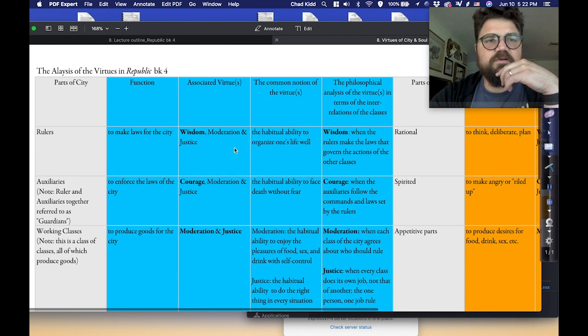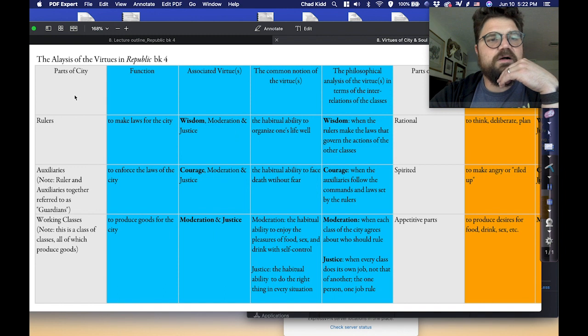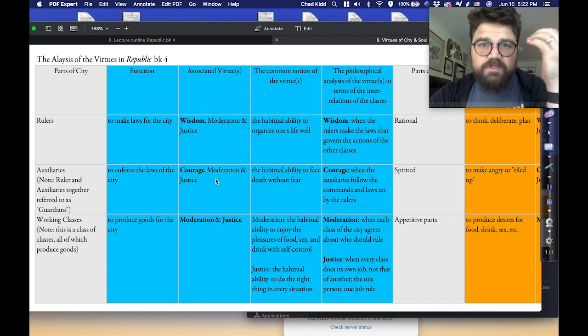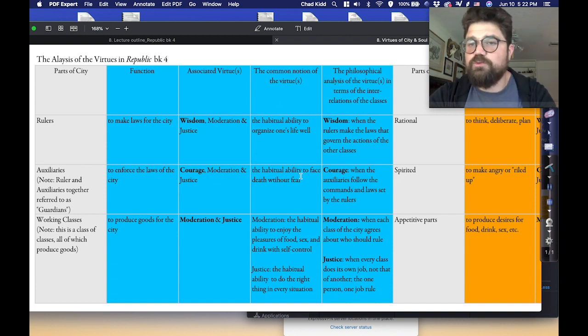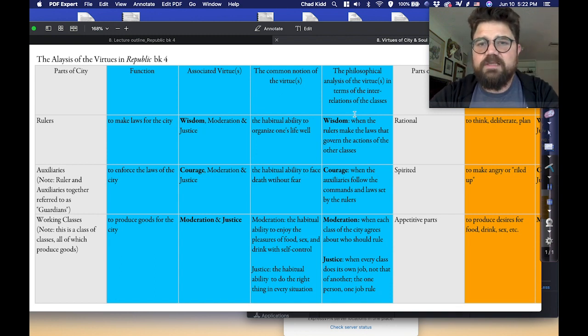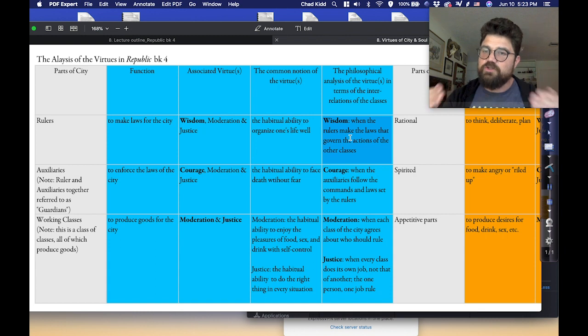You'll see that I've arranged the table where we have the parts of the city that are represented in the rows and the various columns: the function of these parts, the virtue that's associated with these parts, the common notion of the virtue, which he thinks is like the intuitive idea that we bring to the table when we're looking for the virtues, and then ultimately the analysis of the virtues, that is the structure in the city that corresponds with this intuitive understanding. And it's this right here that stands out as the analysis of the virtue. In other words, it's the statement of the essence of the virtue as it is in the city, or strictly speaking, what the virtue of the city is.